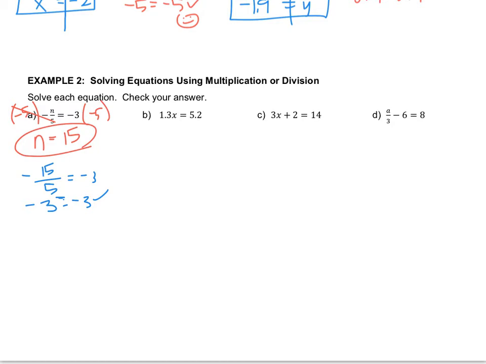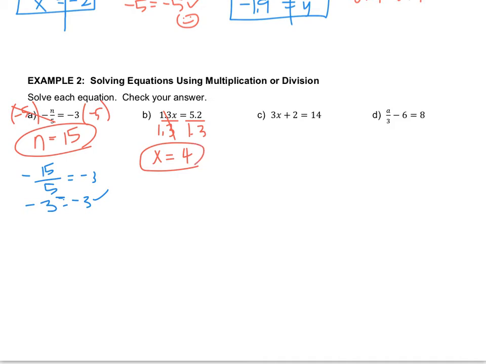Alright, in letter B I'm going to divide because I have a number next to a variable, and anytime you really have anything next to a variable, it represents multiplication. Oh, I didn't put the line down the equal sign, but like I said, it doesn't matter. So now I'm going to get my calculator out, and I'm going to divide, because I don't know what that is off the top of my head. 5.2 divided by 1.3 is 4.